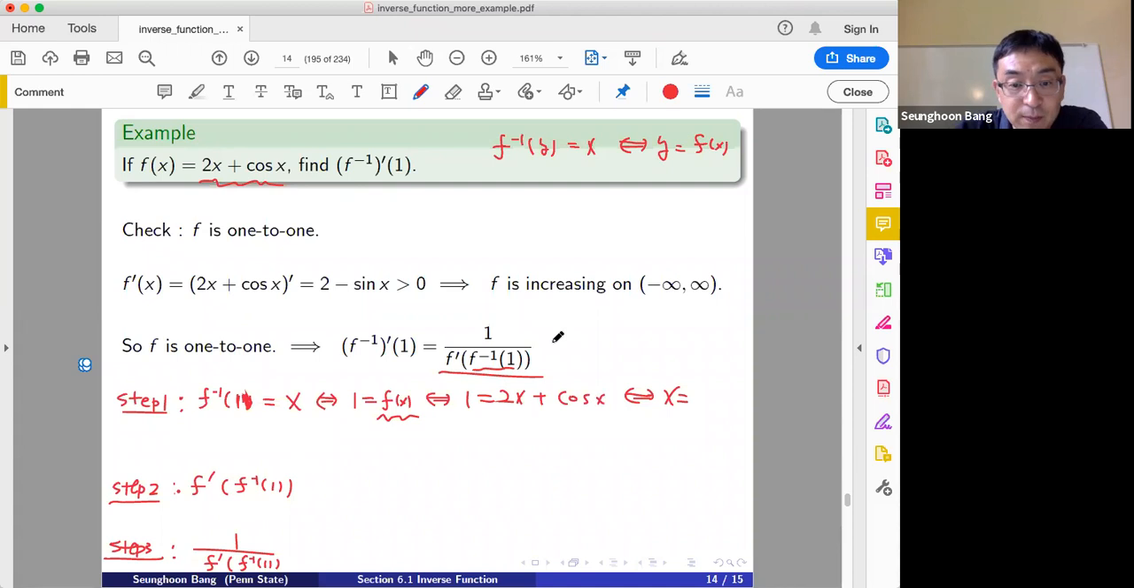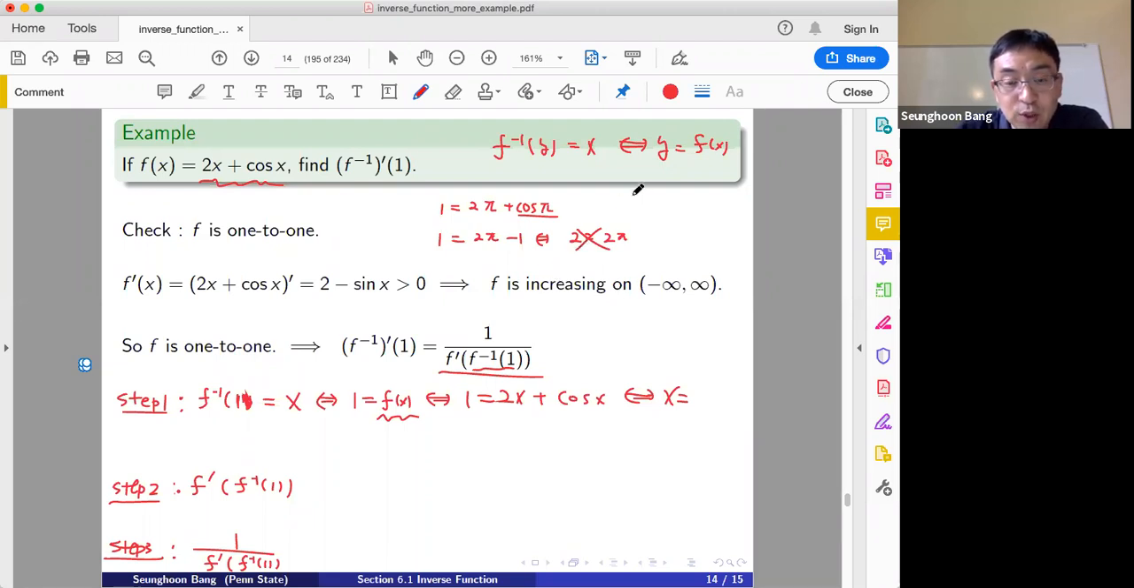You can plug in pi: 1 equals 2 times pi plus cosine of pi. So 1 equals 2 pi, and cosine pi is minus 1, so you have to move it: 2 equals 2 pi. Oh, it doesn't make sense. Not an answer.